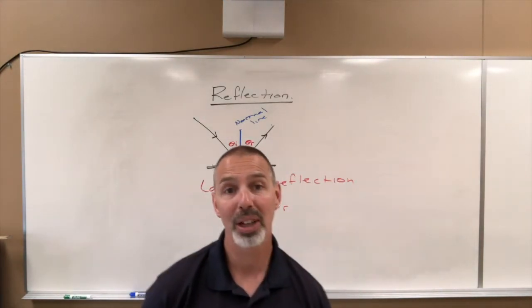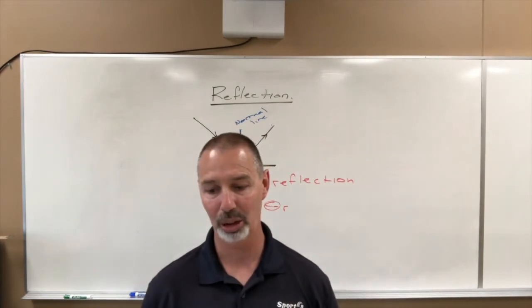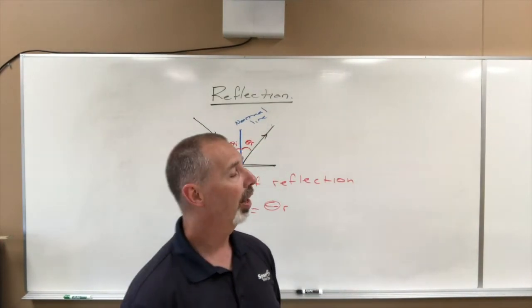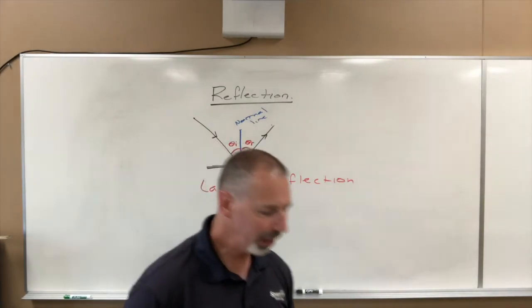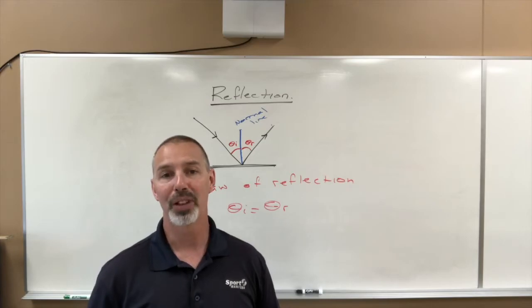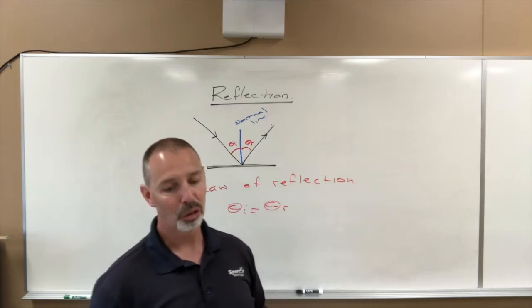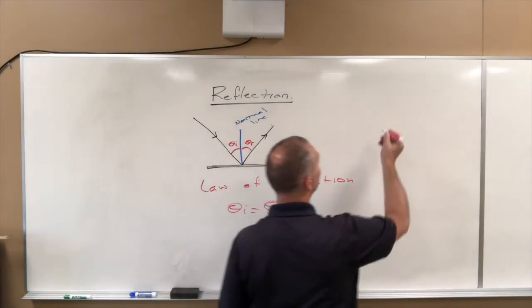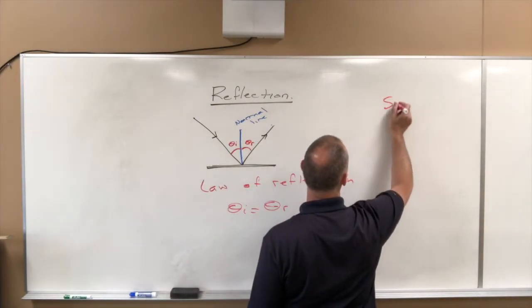Light is even reflecting off the surface of the tables in this classroom, or the tables in your home. But we don't see our reflection necessarily in them because of the way the reflection is happening. Okay, so there's two types of reflection. There's what's called specular reflection.